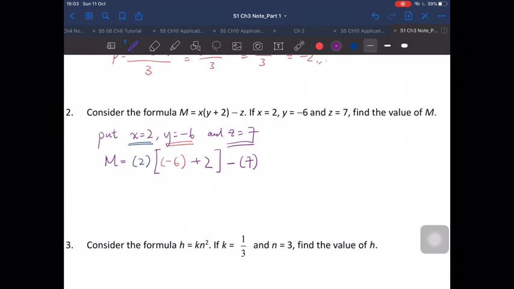Now you have to calculate this expression. It should be 2 times negative 4 minus 7. So it will be negative 8 minus 7, which is negative 15. So therefore M is equal to negative 15.